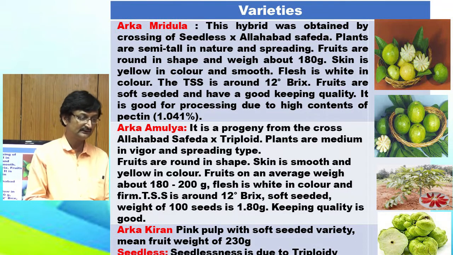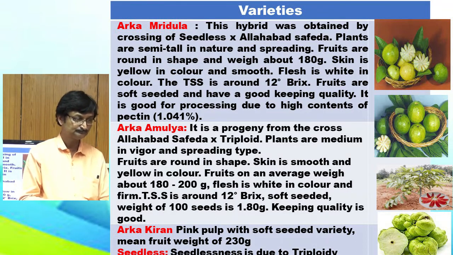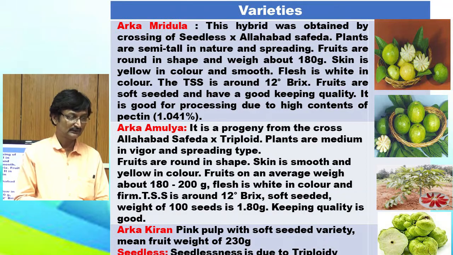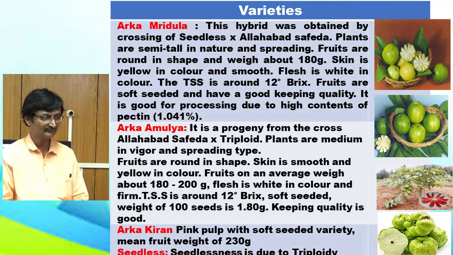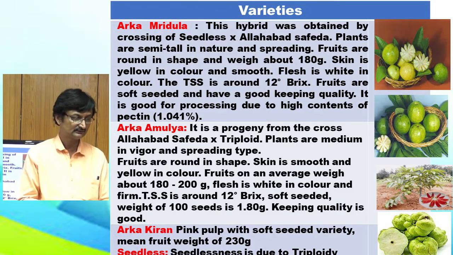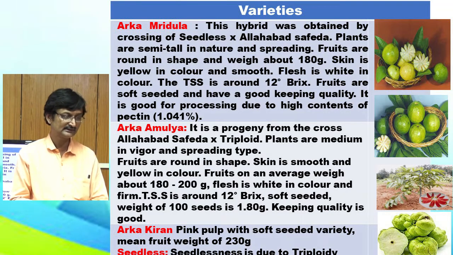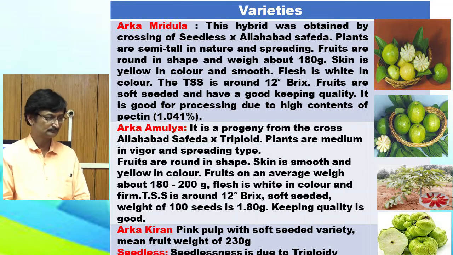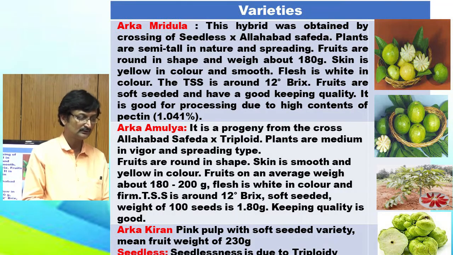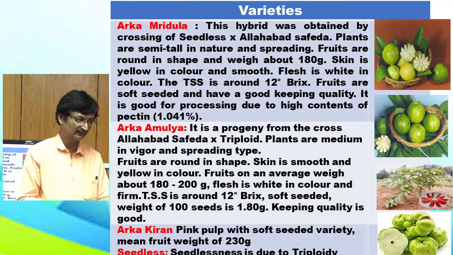Flesh is white in color and firm. TSS, which is the measurement of sweetness, total soluble solid, is around 12 degree Brix. Soft seeded and keeping quality is good.